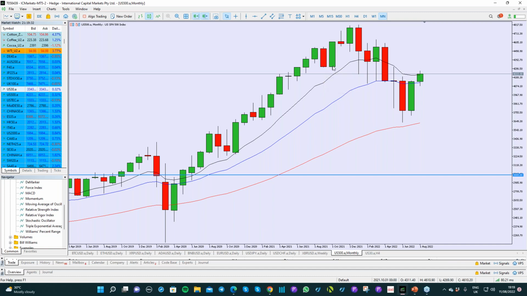But what happens the following month? The following month there is a bullish candle, and that candle closes right at the top. It completely engulfs the previous bearish candle. That is another huge shift in momentum. So there's a big shift in momentum from buyers to sellers, but then a huge shift in momentum from sellers to buyers. And what does that mean?